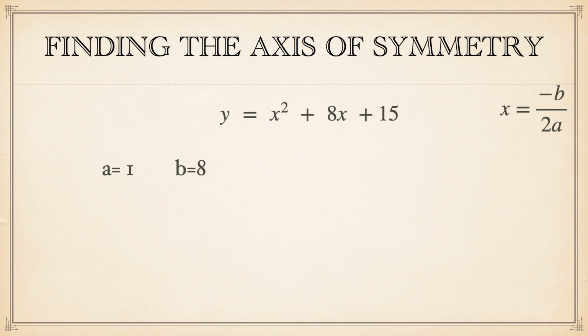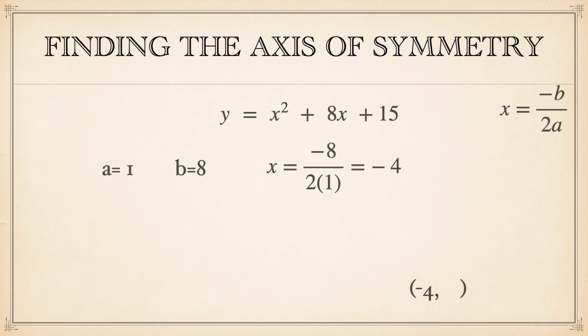So now I'm going to plug my a and my b into the axis of symmetry equation. So the opposite of 8 over 2 times 1, and that's going to give me negative 8 over 2, which then reduces to negative 4. So my axis of symmetry is at negative 4. That means that my x value is negative 4.